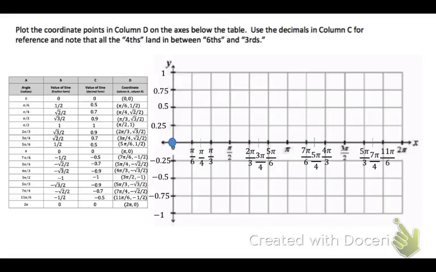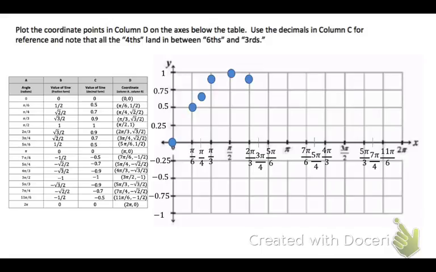So our first coordinate is 0, 0. So that's going to be right there. Our second coordinate is pi 6 and 1/2. So that's going to be right there. That third one is pi 4ths and square root of 2 over 2, which is about 0.7. So that's about right there. And then pi 3rds and the square root of 3 over 2 is 0.9. Pi halves is 1. And then 2 pi 3rds is the square root of 3 over 2, which is that point right there.